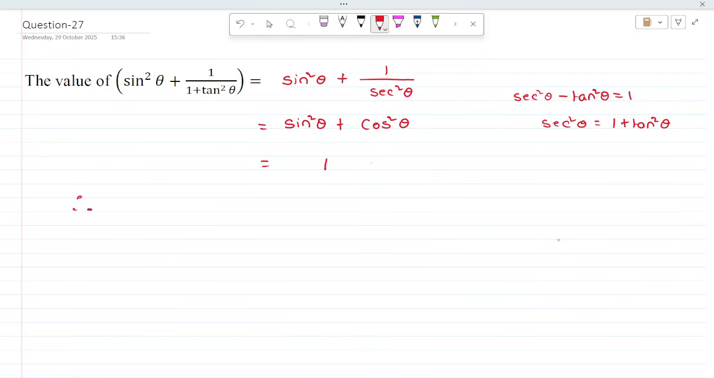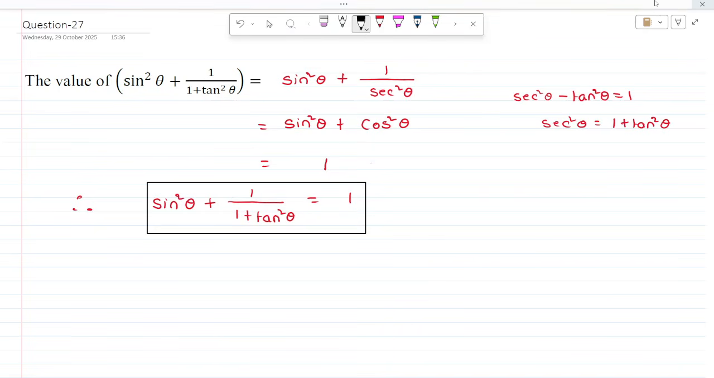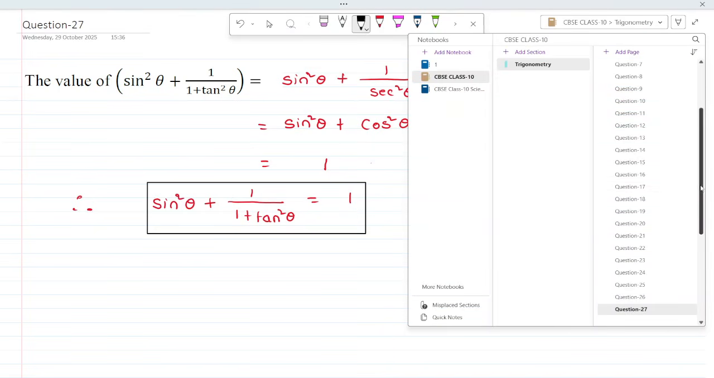Therefore, you have to write the answer: sine square theta plus 1 by 1 plus tan square theta is equal to 1. You have to highlight it and keep it in a box. Clear? Easy or tough? Easy. Let's do the next.